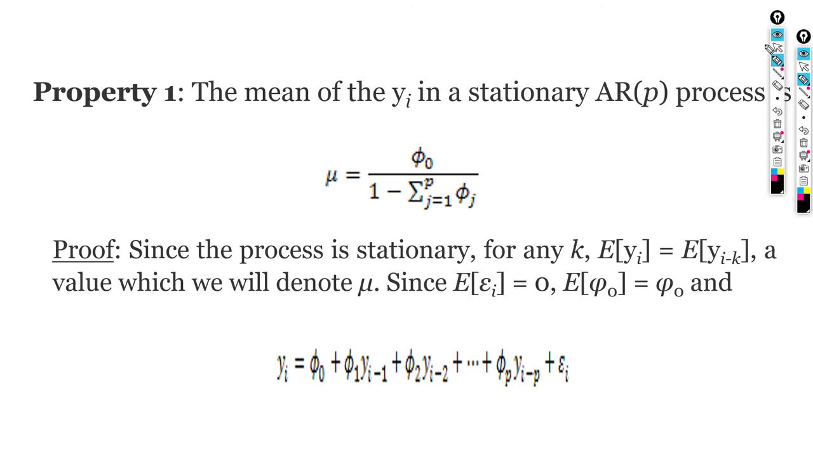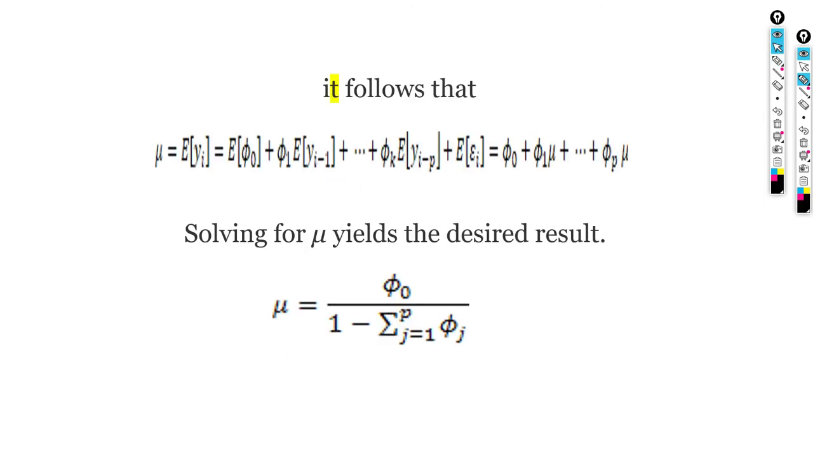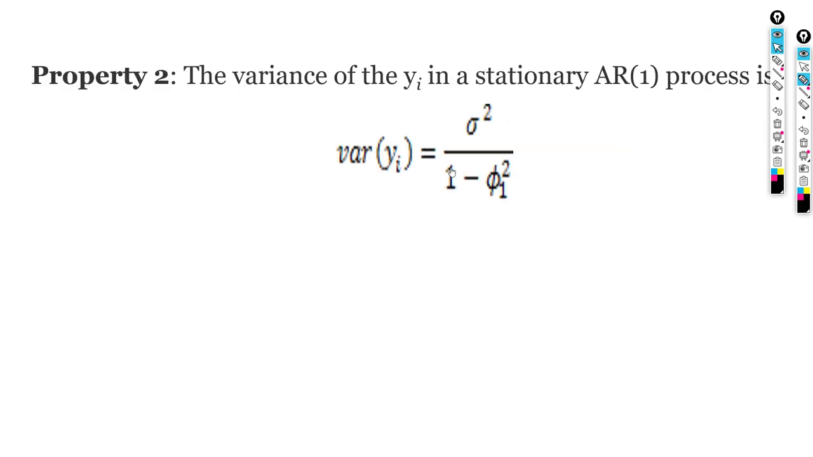Okay, next. Now I want to prove the variance for the AR(1) model. The variance for the AR(1) model is given by sigma squared over 1 minus phi 1 squared.